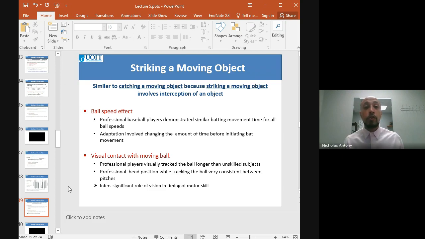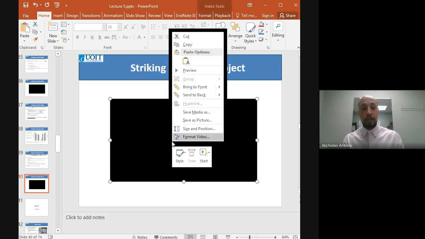What do baseball coaches always say? Stare at the ball, stare at the ball, stare at the ball. Look at the ball when you're going to swing. It's for that time to contact. That's the motor control perspective behind it. So if we look at the swings of these baseball players.